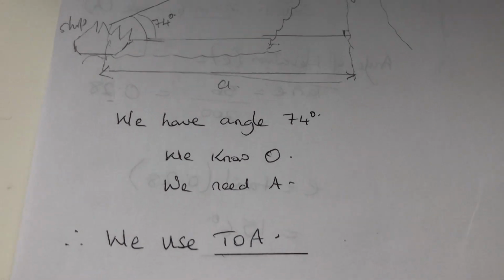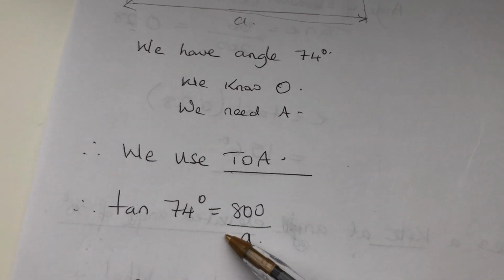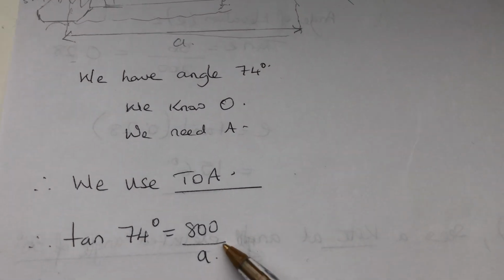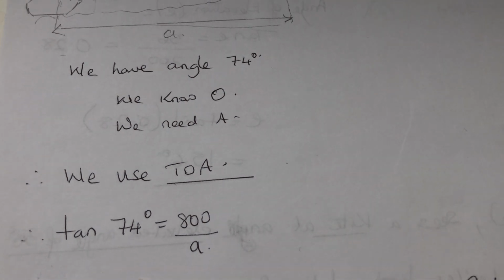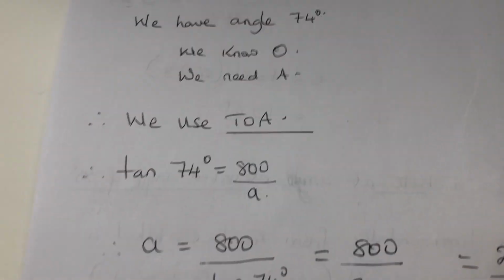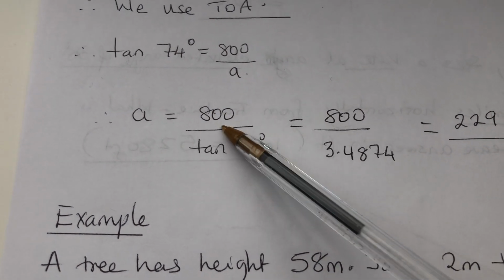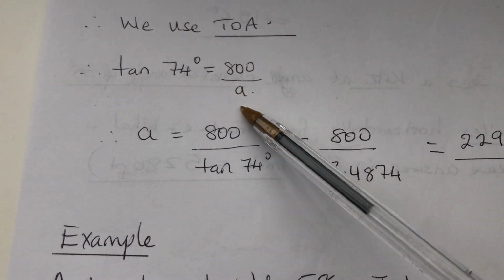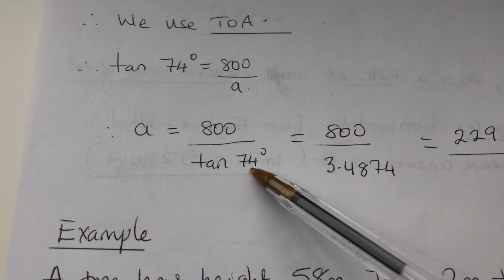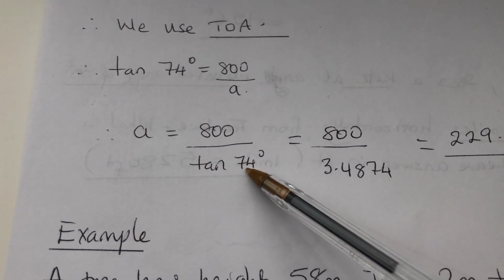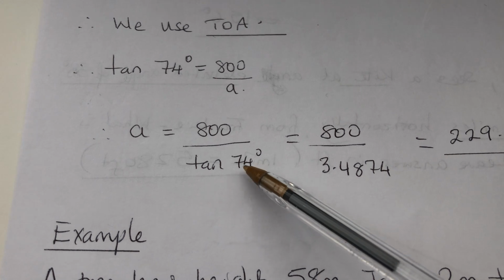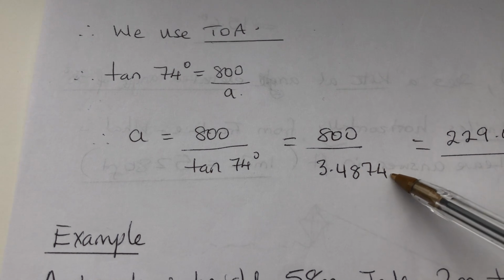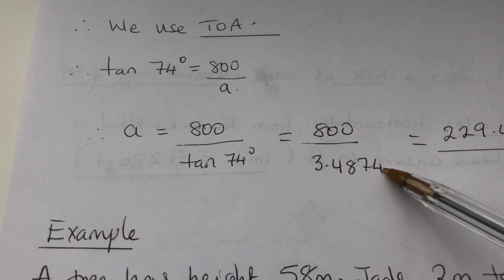So tan 74 equals 800, that height, over A, where the cruise ship is from the base of the hill. So A will be 800 over tan 74. If I change places with A and tan 74, please, not 84. Tan 74 on the calculator will give me 3.4874. This is where you should follow my notes.